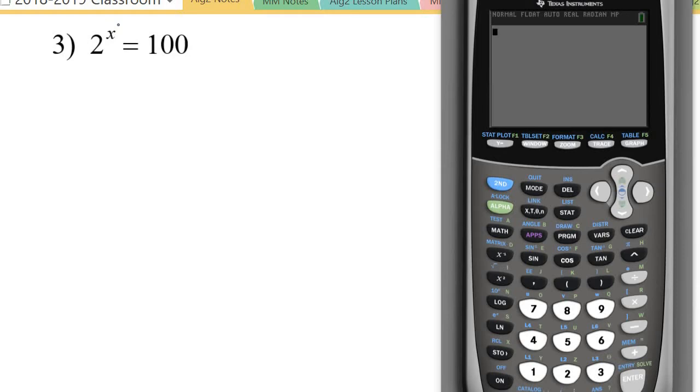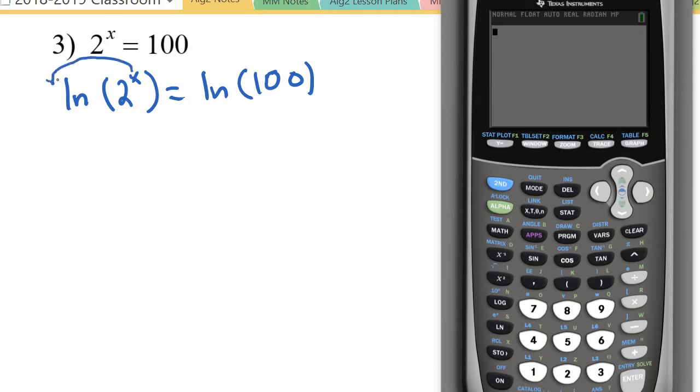What we will do is take a natural log of both sides. Basically, we're just going to apply ln, natural log, to both sides: natural log of 100 on the right side, and natural log of 2 to the power of x on the left side. The good thing about this is that we can apply the property of exponents that we learned before. When you have a power, we can bring the exponent down to the front. So we can write it as x times ln of 2 equals ln of 100.